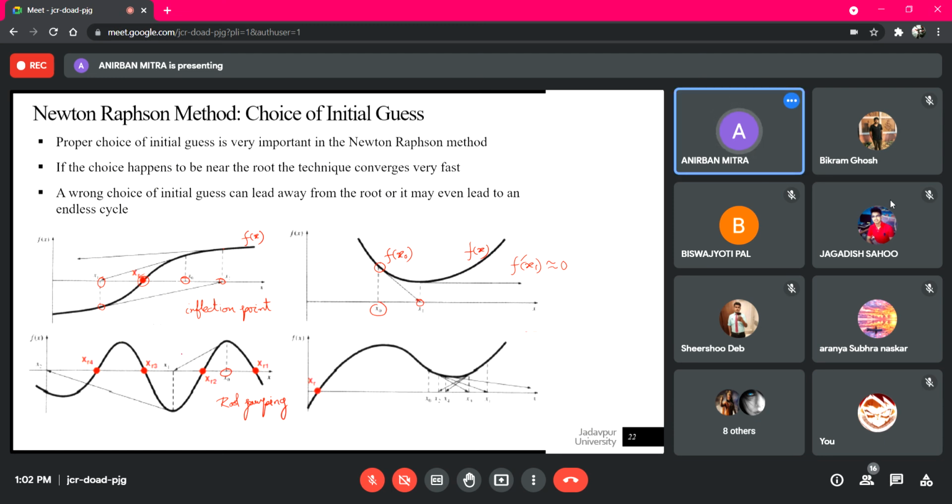Next, consider this situation. Here there is an oscillation about this local minima. There is a local minima over here. The approximate guess that is provided is here, x0. So you can see the tangents are such that it comes over here, it starts to oscillate about this local minimum, and then finally goes away. Whereas the root is completely in another direction, the opposite direction.